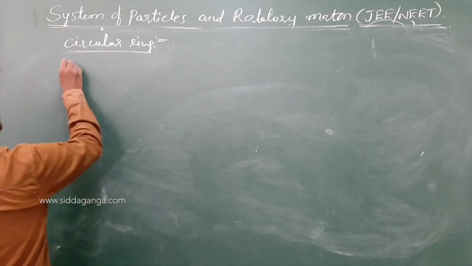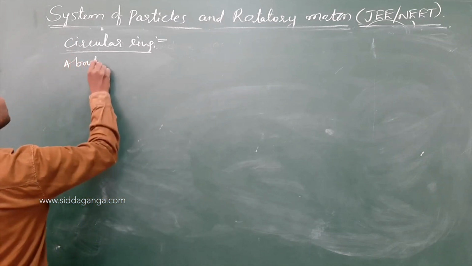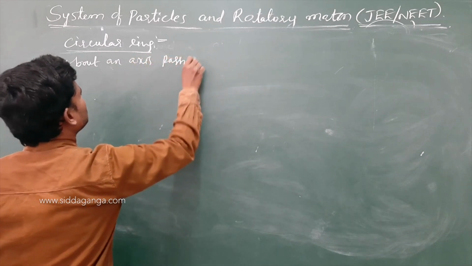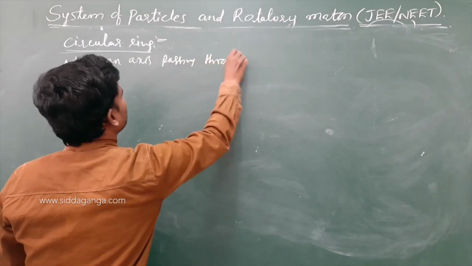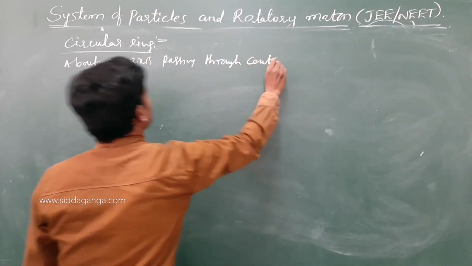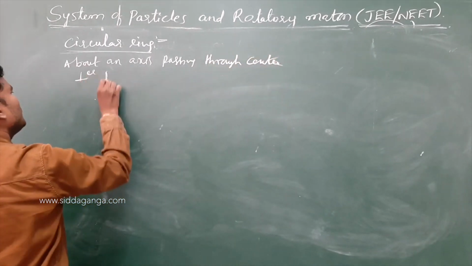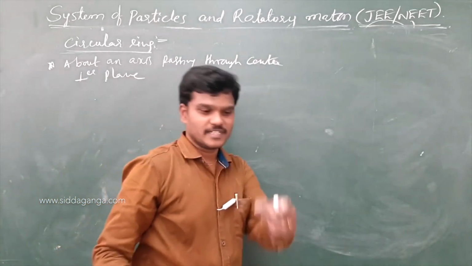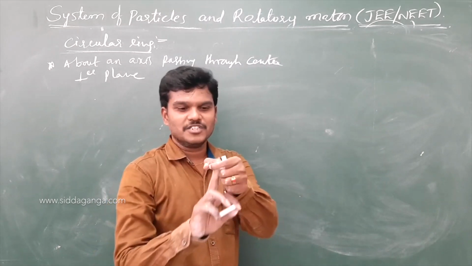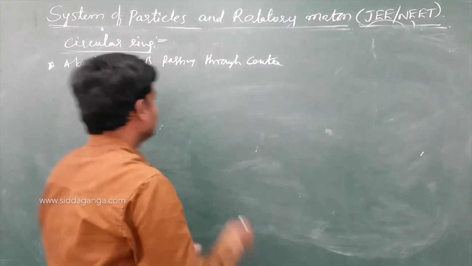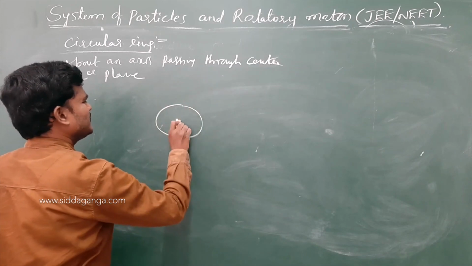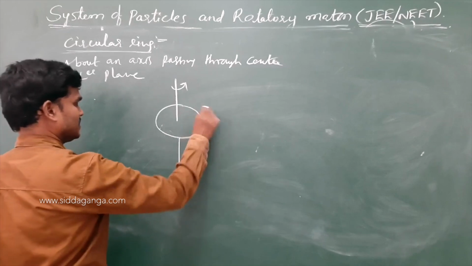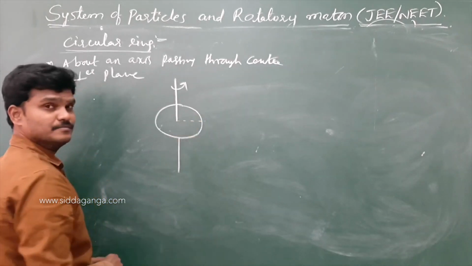So let me find the first one, about an axis passing through center, perpendicular to the plane. So take a circular ring and axis passing through center, perpendicular to the plane. So this is the circular ring, and this is the axis, whose mass is m, and r is the radius.